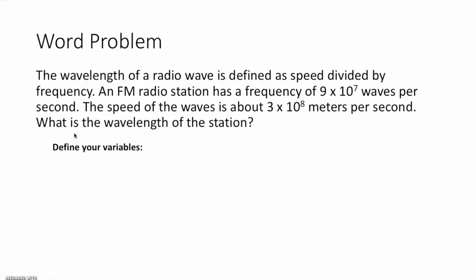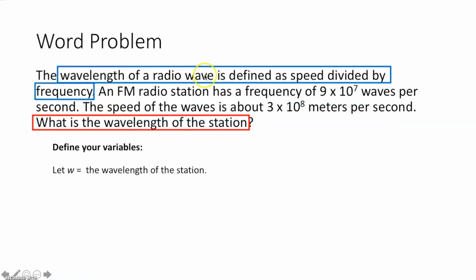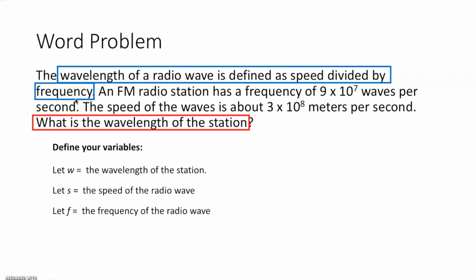Step 2, define our variables. What is this question asking us to find? It wants us to find the wavelength of the station, right? So we'll say W is the wavelength of the station. Anything else that we have to provide variables for here? Well, it says the wavelength of the radio wave is defined by speed divided by frequency. We obviously need to make speed and frequency a variable too. So S is the speed of the radio wave, F is the frequency. So now, we got our variables.